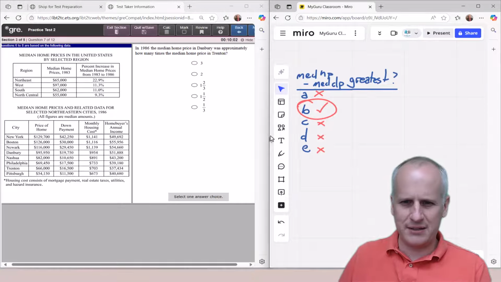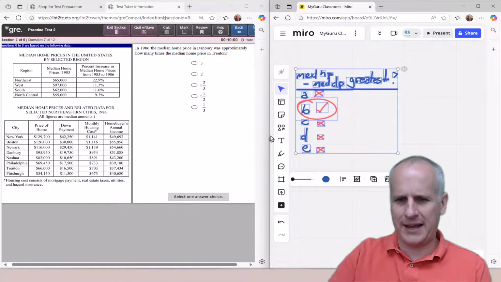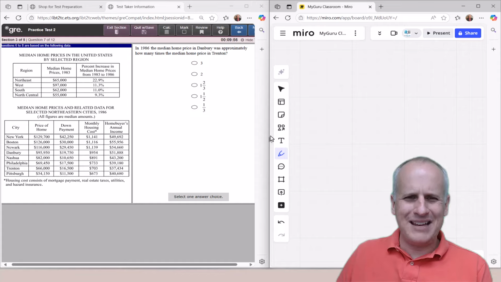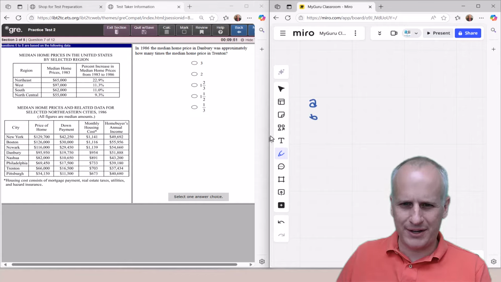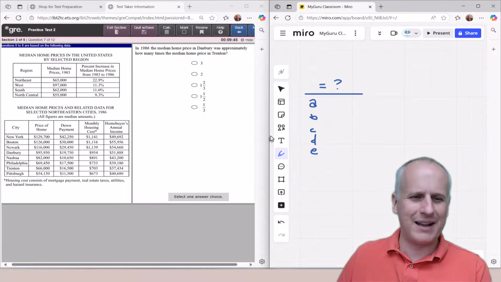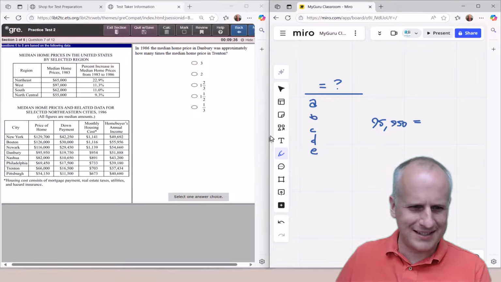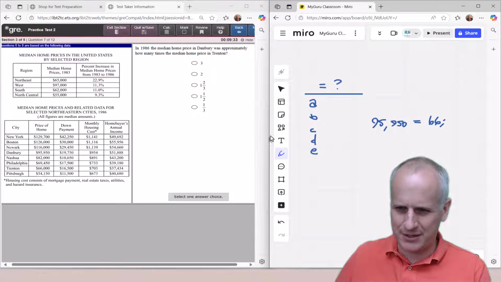Next, we can see we've got another one asking about a very specific thing. So we want to know the median home price in Danbury was approximately how many times the median home price in Trenton. So we got A, B, C, D, E, line over top. We're just going to put equals question mark, because really my Danbury median home price was $95,950. And that's going to be equal to the median home price in Trenton, which is $66,000. And then we've got times X.